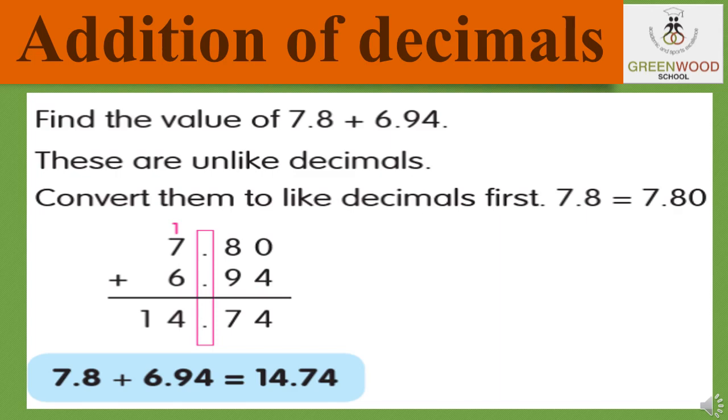7.80 plus 6.94. Now you know that addition always starts from the back. So first we'll add 0 plus 4, which is equal to 4. 8 plus 9 is equal to 17. So 7 down, while 1 will go on the head of 7. Now we'll add 1 plus 7 plus 6, which is equal to 14. So our answer is 14.74.